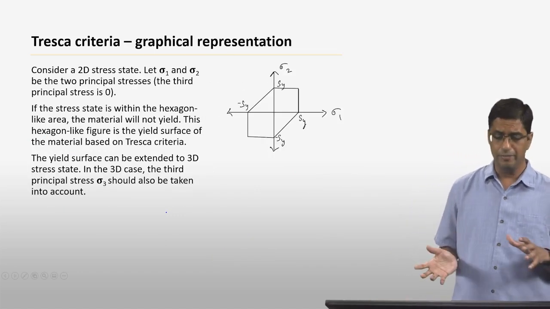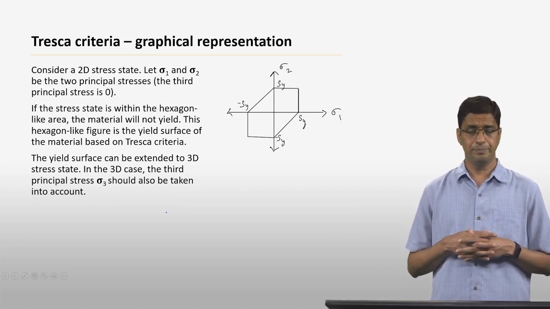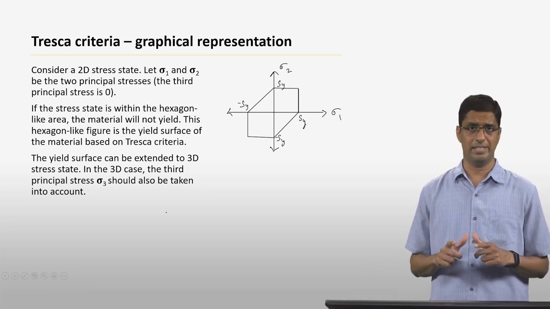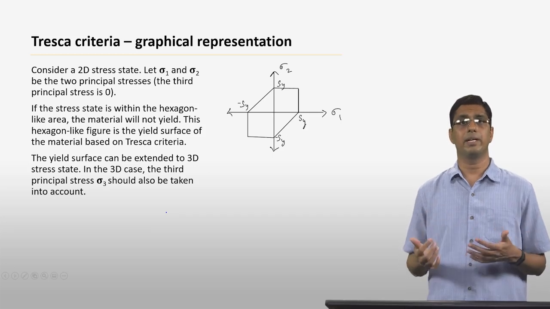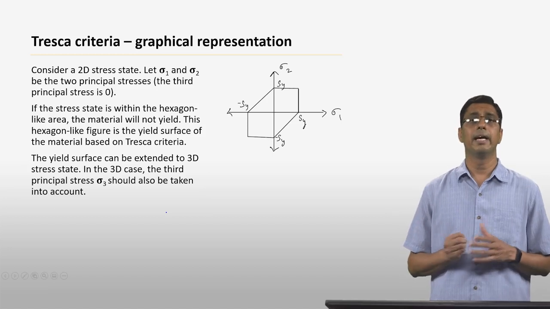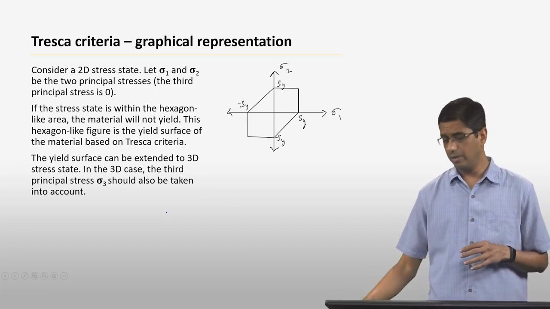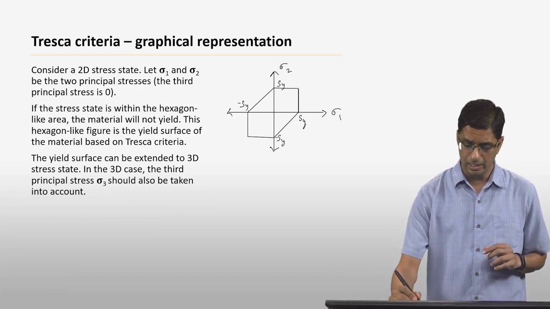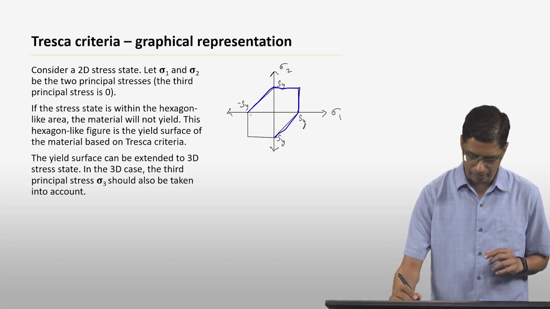Now again, we can represent this criterion in a graphical form, and just as we did for brittle materials, we look at the simplest case, which is the 2D stress state. So let's assume that sigma 1 and sigma 2 are the two principal stresses. Sigma 3, of course, is 0. In that case, the failure envelope for a ductile material based on the Tresca criterion will look like this hexagon. It is not a perfect hexagon, but it looks like a hexagon.